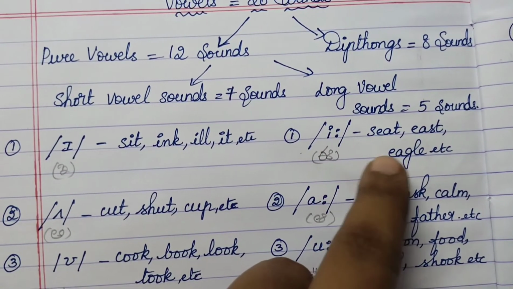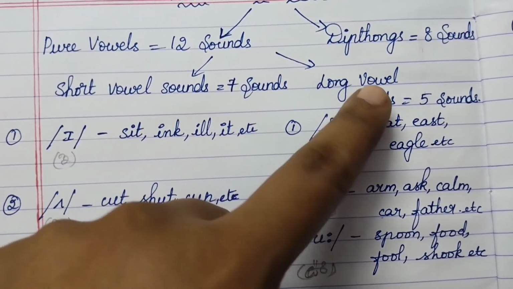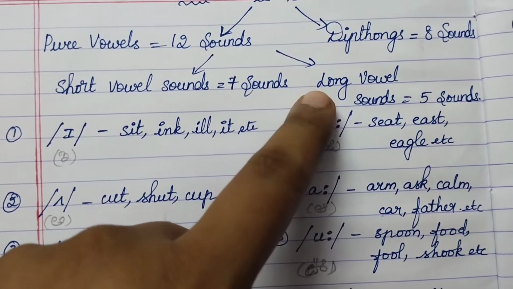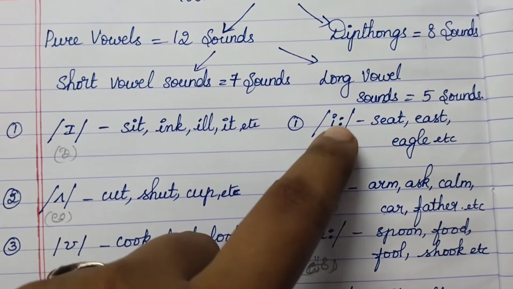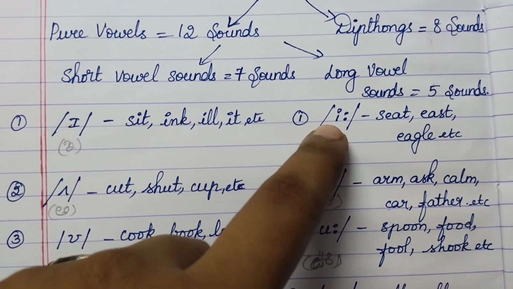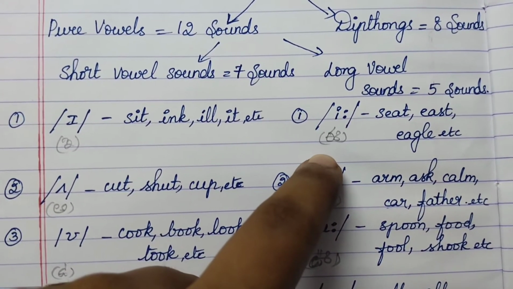Coming to the long vowel sound, you might have observed two dots. Long vowel sounds are denoted with two dots. That is, here I with two dots gives you the E sound.